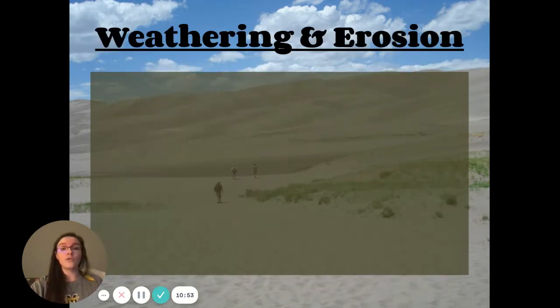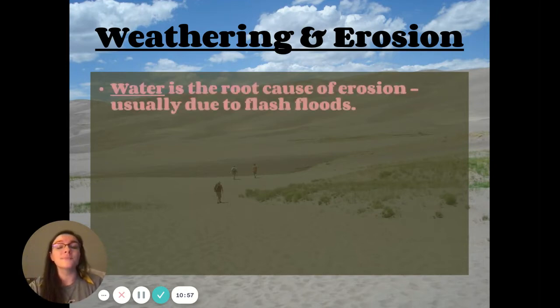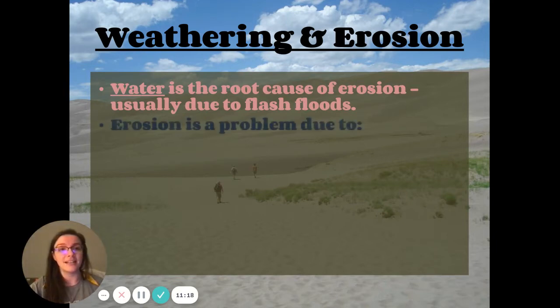So, how do weathering and erosion look in a desert? Well, water is the cause of most of the erosion, which remember is the moving of sediments, in deserts, usually because of flash floods. It doesn't rain often in deserts, less than 10 inches a year, but when it does, it is fast and it is heavy. So this is showing up all of a sudden, flash floods carrying things away.